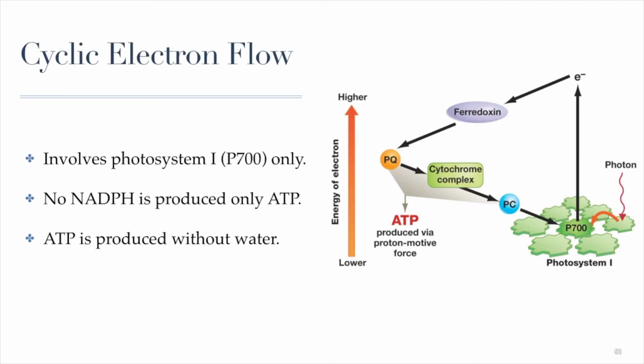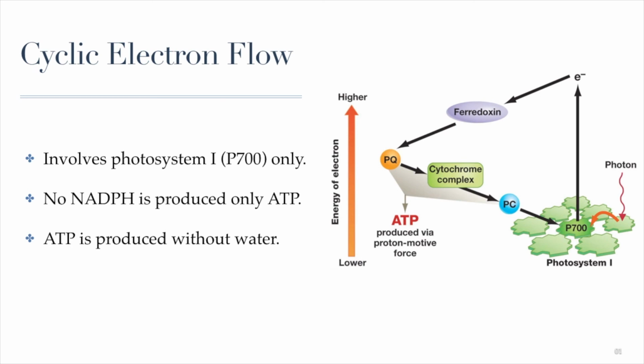So, under certain conditions, the photoexcited electrons take an alternative path called cyclic electron flow, which uses only photosystem 1 or the P700 photosystem. Photosystem 2 or P680 is not involved at all. This process produces only ATP. NADPH is not produced, and actually water is not used at all, so there is no oxygen production.